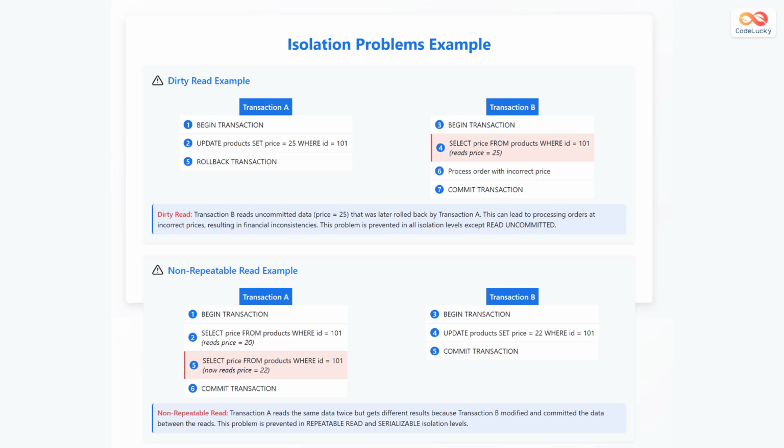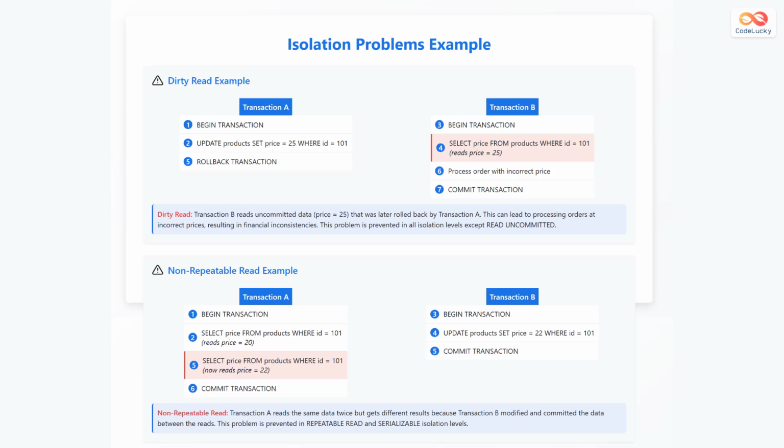Here is an example of a non-repeatable read. In transaction A, we begin the transaction. Then we select the price from products where the ID is 101, and we read the price as 20. Then we select the price from products where the ID is 101 again. Now we read the price as 22. Finally, we commit the transaction.